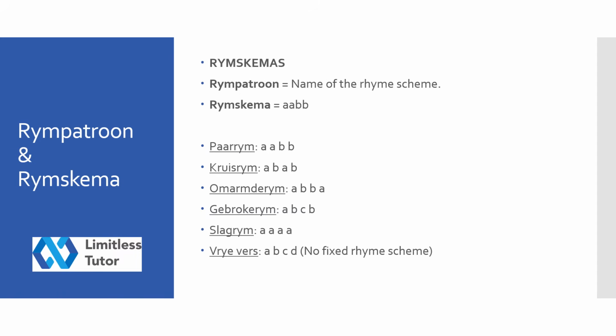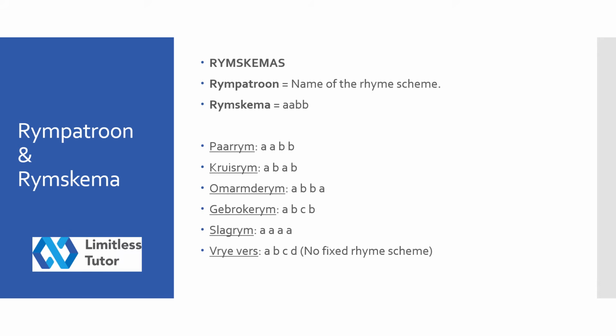Okay, rymskemas and rympatroon. You should know the difference between what a rympatroon is and what a rymskema is. Rympatroon is the name of the rhyme scheme, and rymskema is like AABB or ABCB, whatever. Paarrym is AABB. Kruisrym is ABAB. Omarmde rym is ABBA, which is ABBA. So you can think of the little arm of A going over the B's to get to the other A that it rhymes with. Gebroke rym, this is broken, is ABCB.